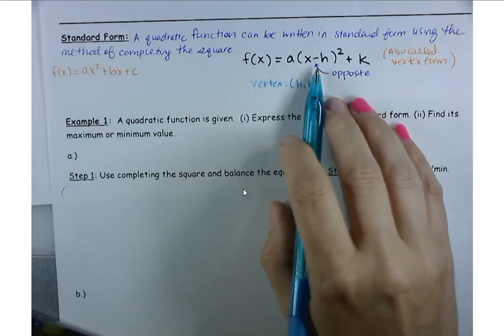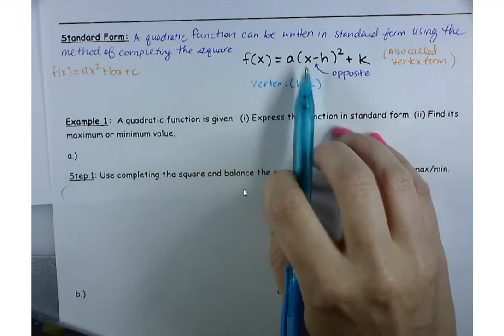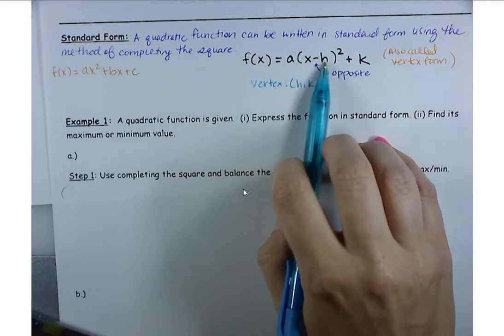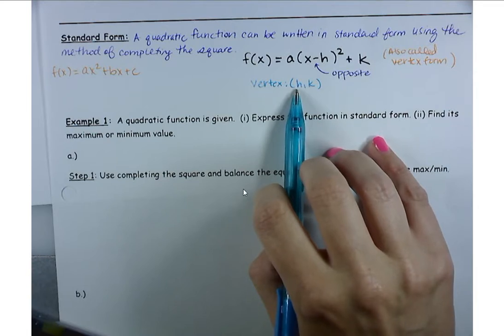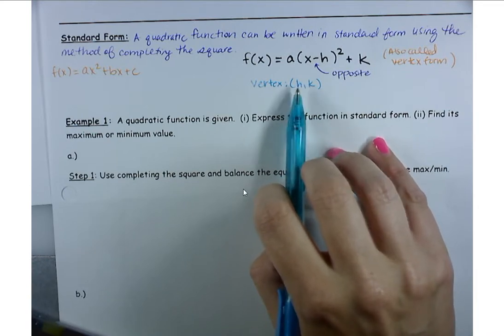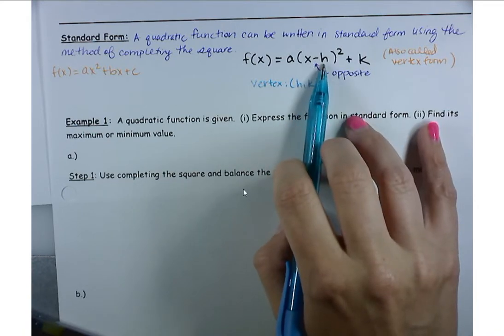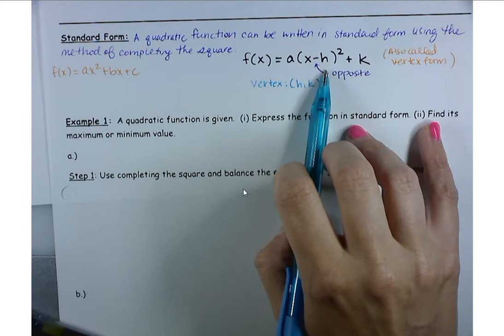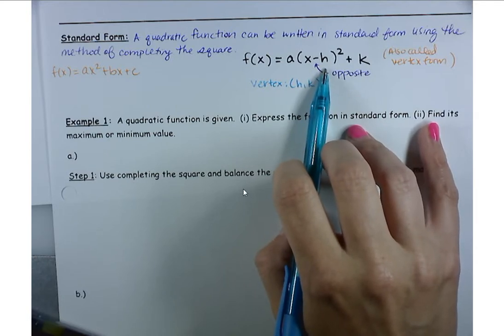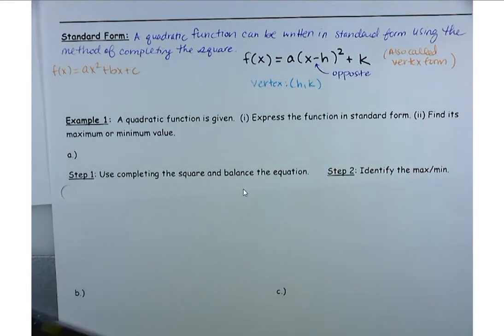Notice that this is the opposite. So if you saw x minus 3, really the h value is 3. If you saw x plus 5, the h value would be negative 5. And that's because if you see a positive, it's minus a negative. So when you simplify, minus a negative is going to be plus. Okay, so that's why that does look different.